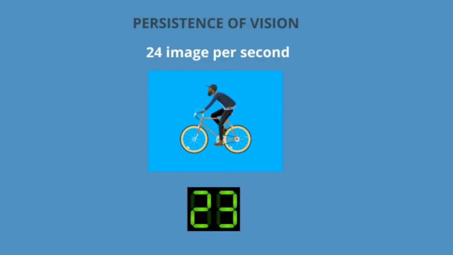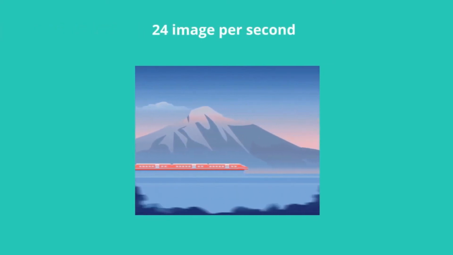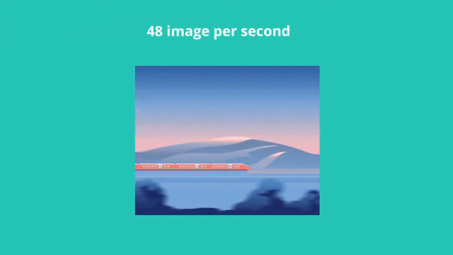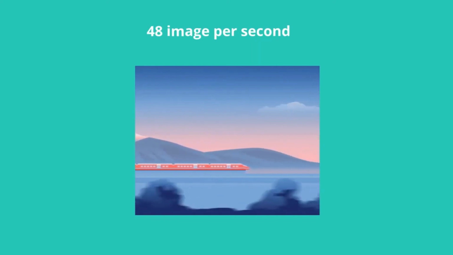The movies that we see also use this property of our eyes called the persistence of vision. What we see is nothing but the images shown to our eyes at a rate faster than 15 images per second. Usually this rate is 24 images per second. However, recent movies have gone up to 48 images per second. Imagine 48 images shown to your eye in 1 second.